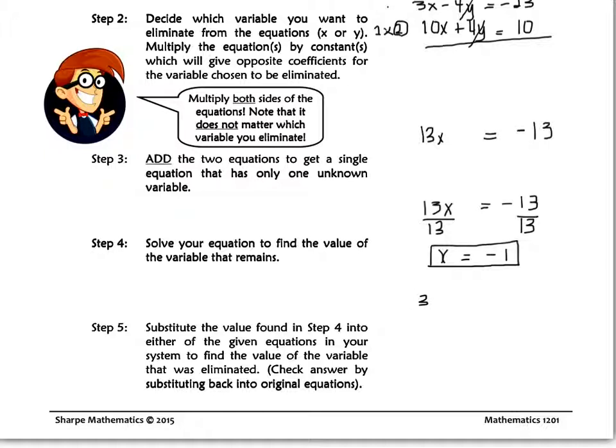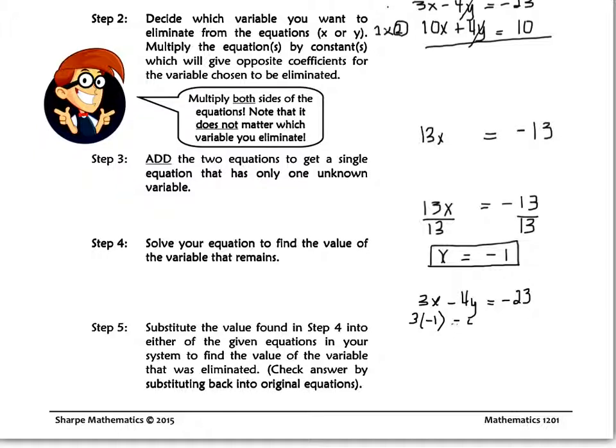So it was 3x. First equation was 3x minus 4y equals negative 23, and it doesn't matter which equation you pick to sub that negative 1 back into, whichever one looks easier if you want. You're going to get the same answer either way. So x is negative 1, so just replace the x with negative 1.